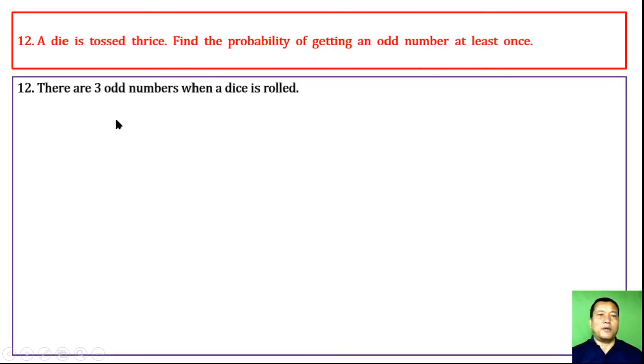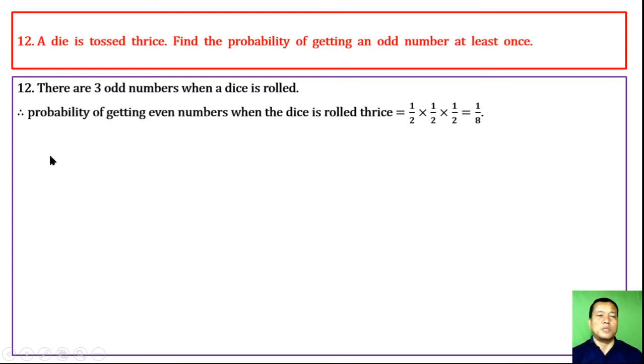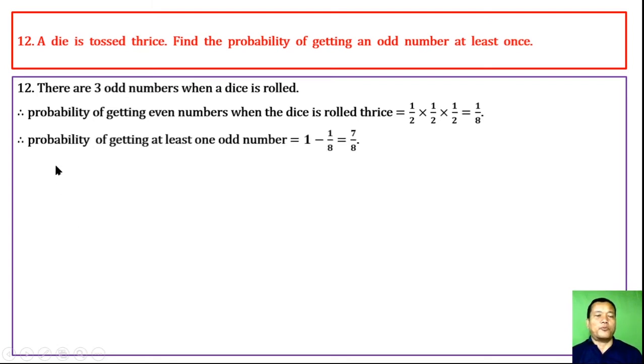There are 3 odd numbers when a dice is rolled. Probability of getting even numbers when the dice is rolled thrice is 1 by 2 times 1 by 2 times 1 by 2, we get 1 by 8. Therefore, probability of getting at least one odd number is 1 minus 1 by 8, that is 7 by 8.